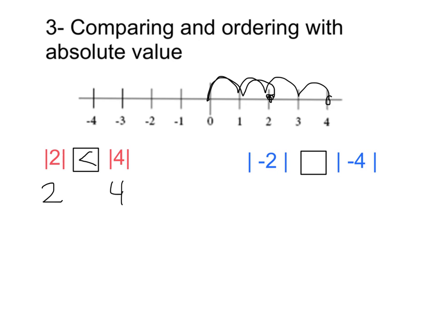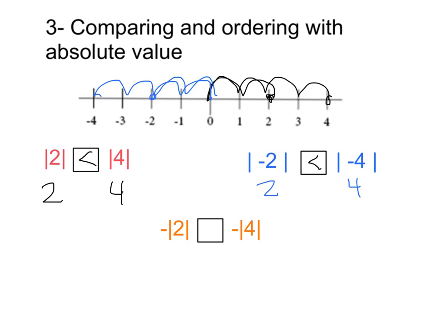Now, if we are looking at our opposites, negative 2 is still a distance of 2 away, and our absolute value of negative 4 is also still 4 units away. So in a way, because these two are opposites, they still have the same absolute value. Same with our others over here. So we, of course, still have that the absolute value of negative 2 is less than the absolute value of negative 4.